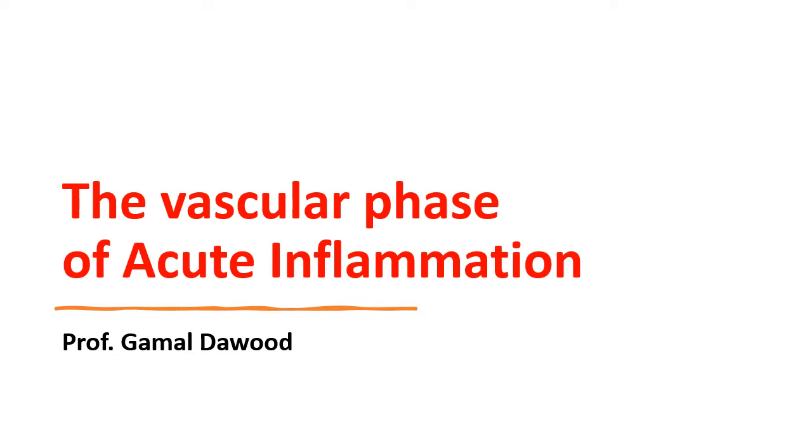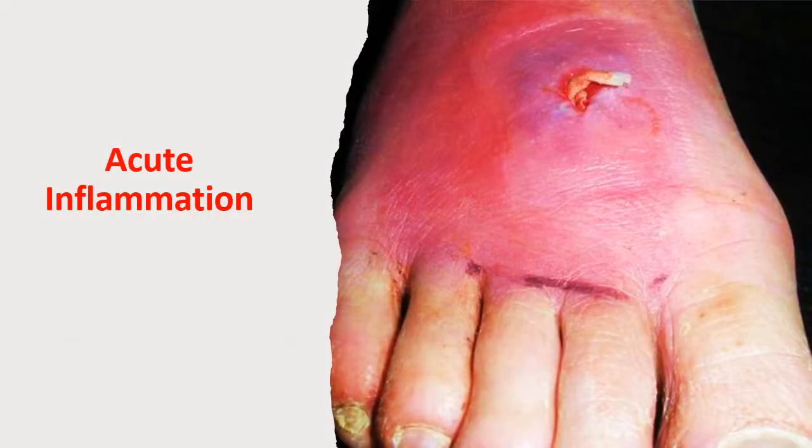The title of this episode is The Vascular Phase of Acute Inflammation. The local clinical signs of acute inflammation are hotness due to increased blood flow, redness due to dilation of small blood vessels within the damaged area, swelling due to edema, pain and tenderness, and loss of function.